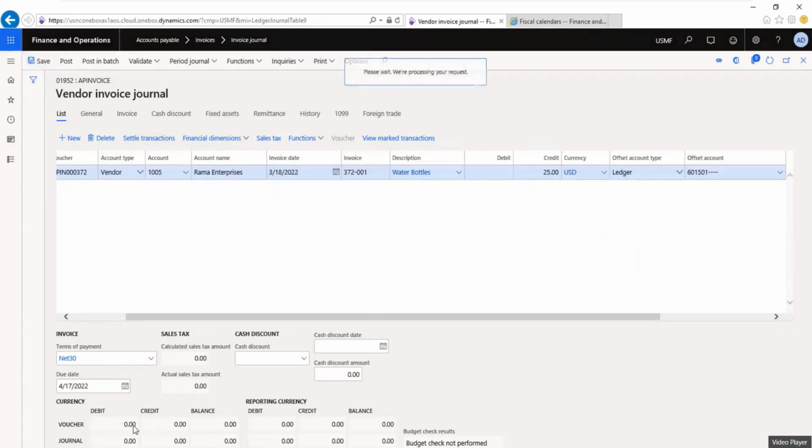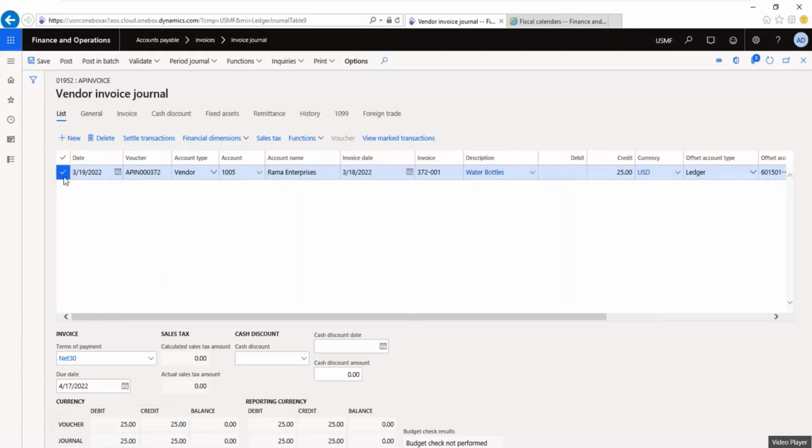So here it will show you debit and credit. This is expenses debit and credit. One is accounting currency, the next one is reporting currency. Okay, currencies we will discuss later. And here the journal is also there. What it means is you can post one more transaction also. Look at this one, the difference between these two.